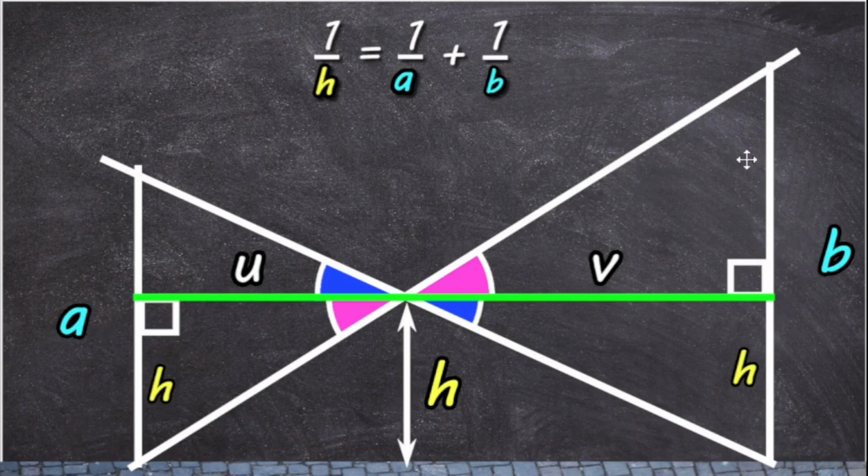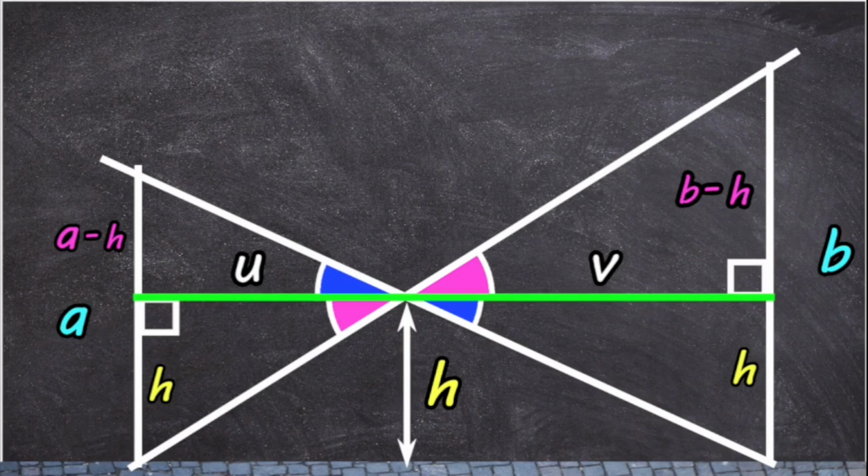On the right hand side, the sum of the two edges is b, so if the length of the lower edge is h, the length of the upper edge must be b minus h. And the sum of the two left edges is a, and if the length of the lower edge is h, then the length of the upper edge must be a minus h. And now we can show why 1 over h equals 1 over a plus 1 over b.